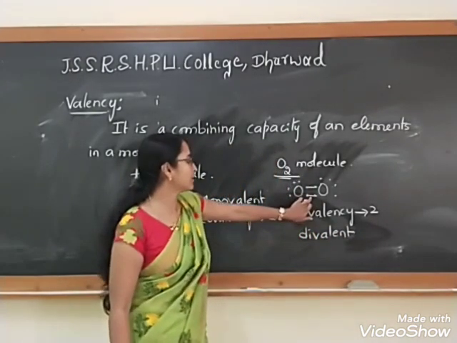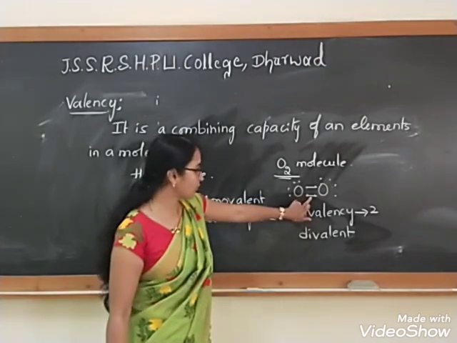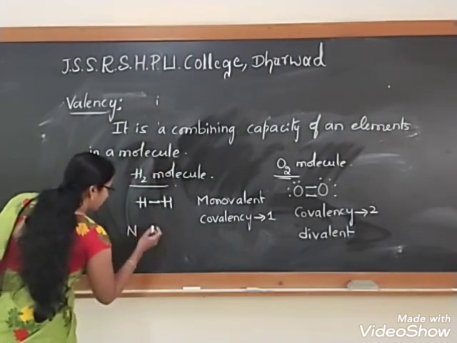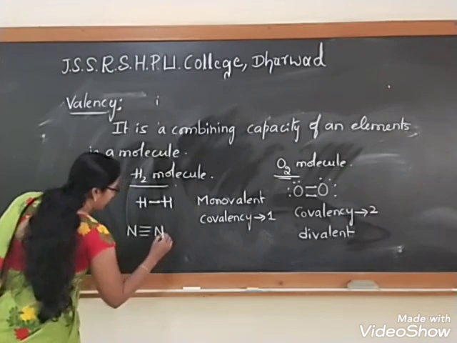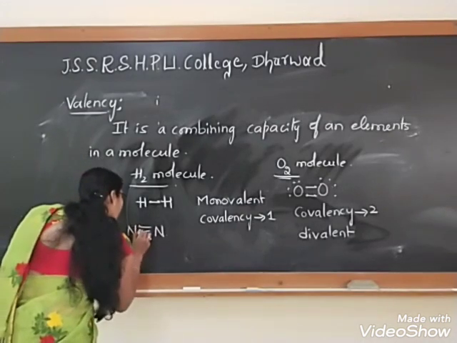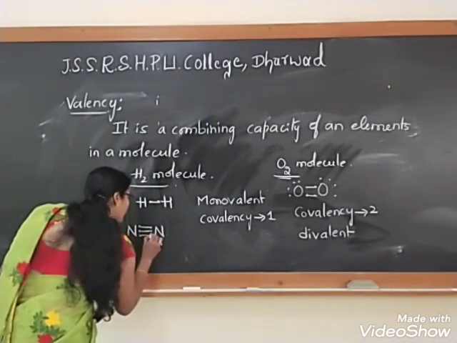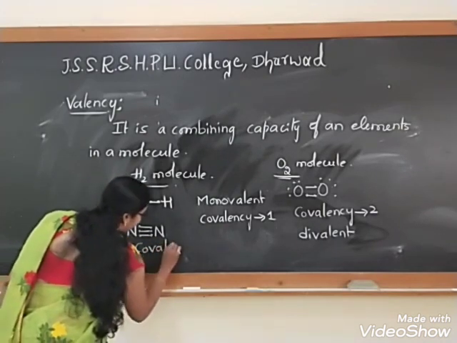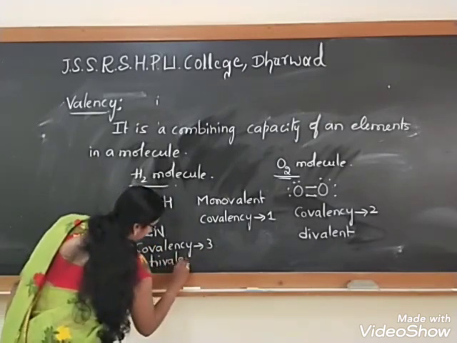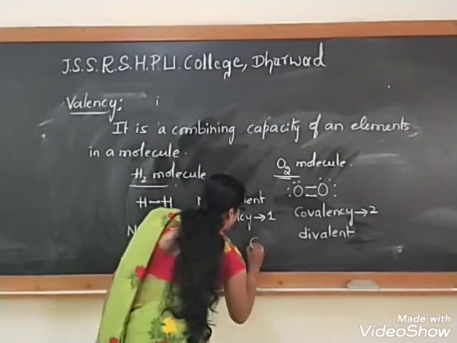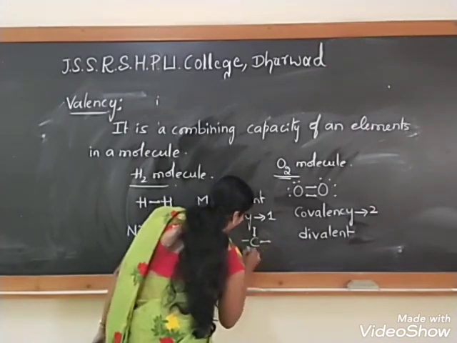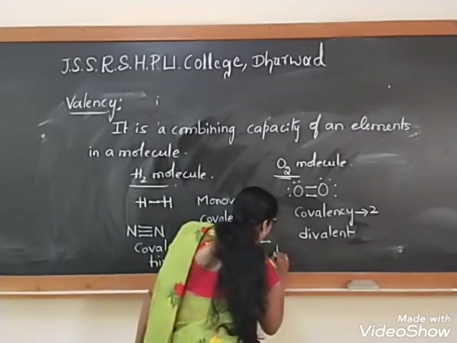So that's why the covalent bond is 2 here, hence it is having a covalency of 2. Similarly for nitrogen, nitrogen is having 3 covalent bonds between the two atoms. So totally 3 electrons are combined with the other nitrogen atom, so hence the covalency is 3. It is called trivalent. Similarly for carbon, totally 4 covalency, so that's why it is known as tetravalent.